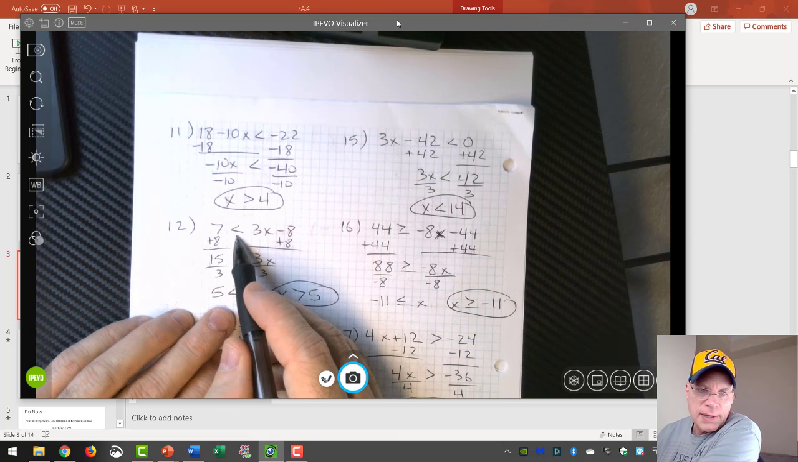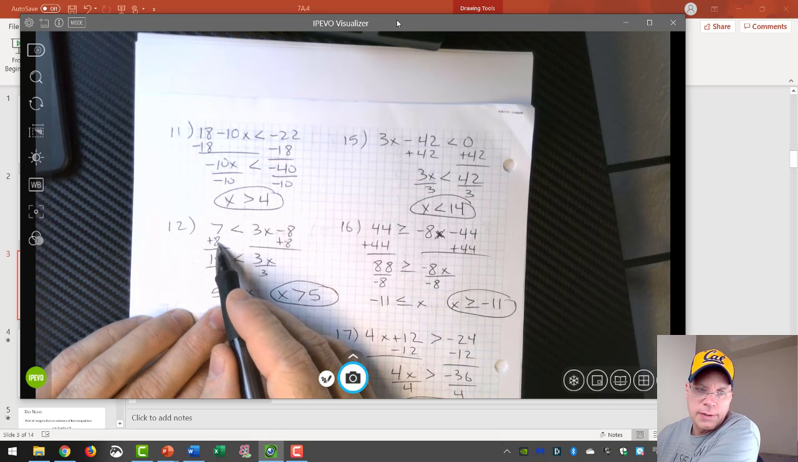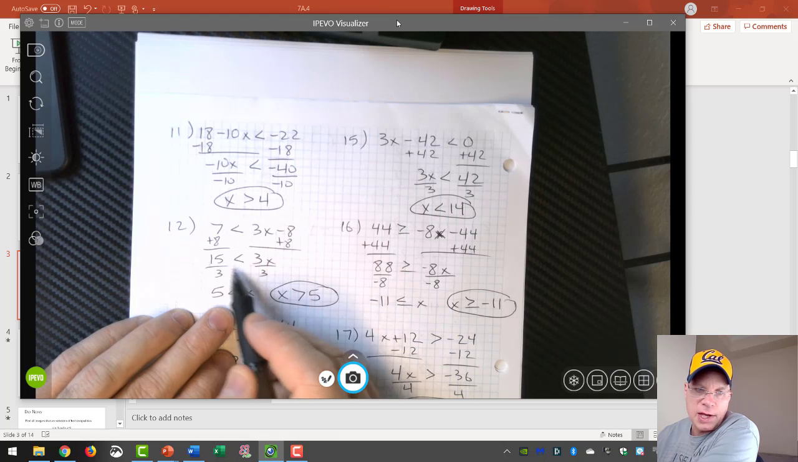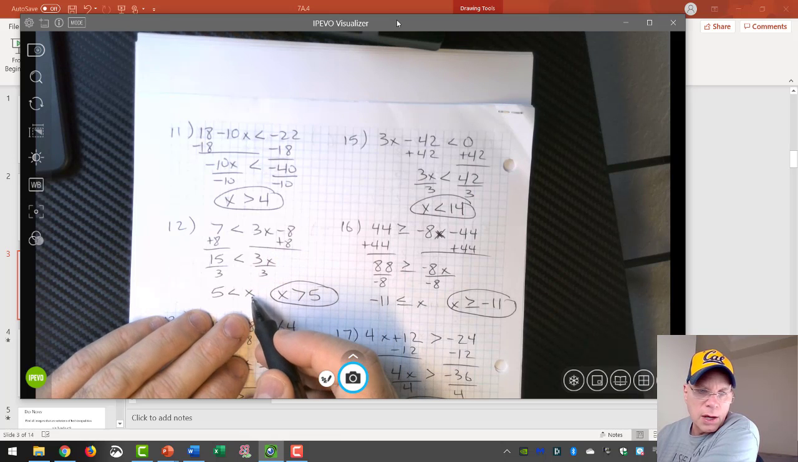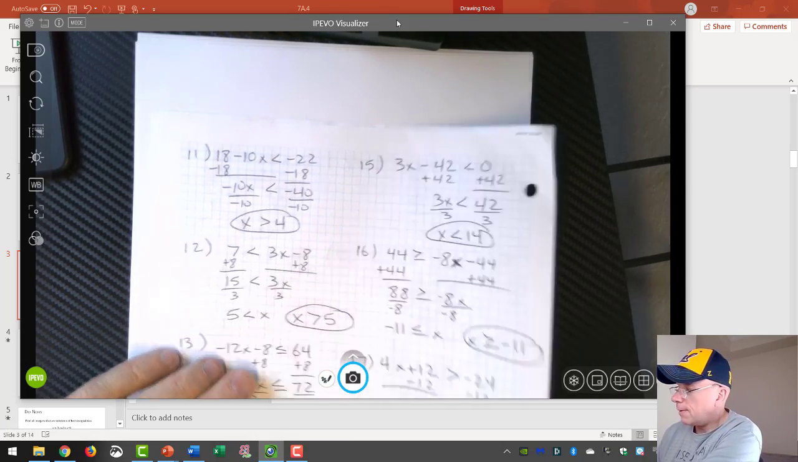12. 7 is less than 3x minus 8. Add 8 to both sides, and I get 15 is less than 3x. Divide both sides by 3, and you get 5 is less than x. None of the things we did were multiplying or dividing by a negative. When you read it from right to left, it says x is greater than 5. That's the final answer for 12.